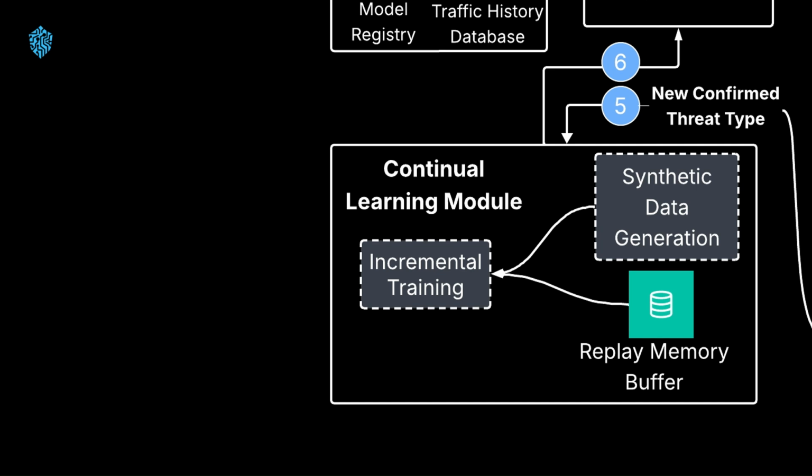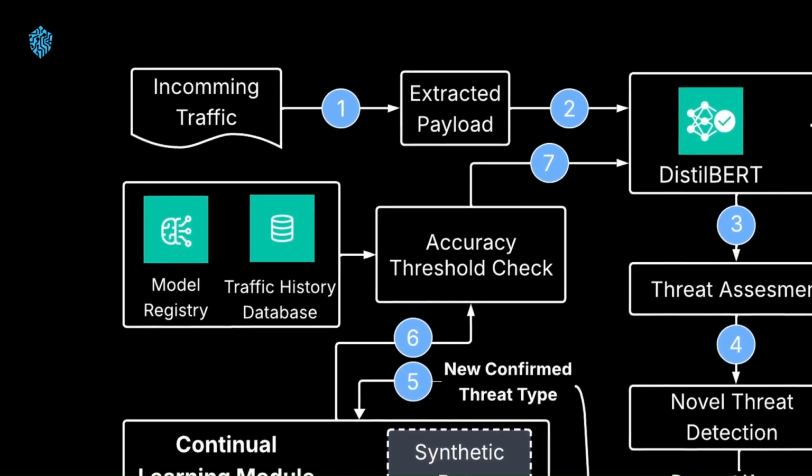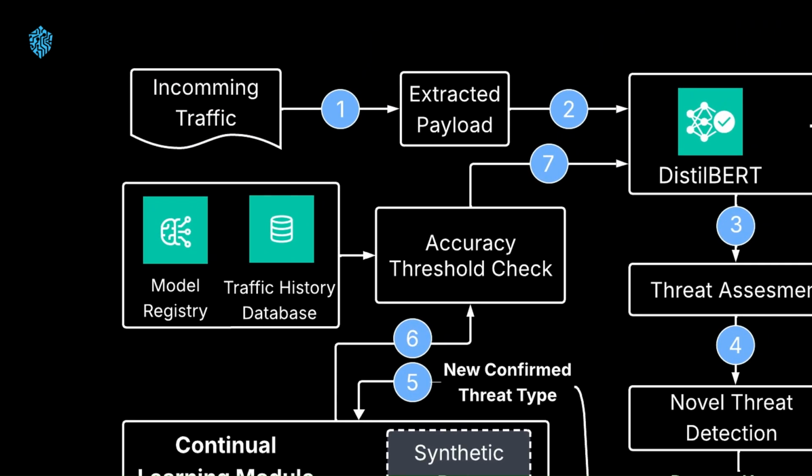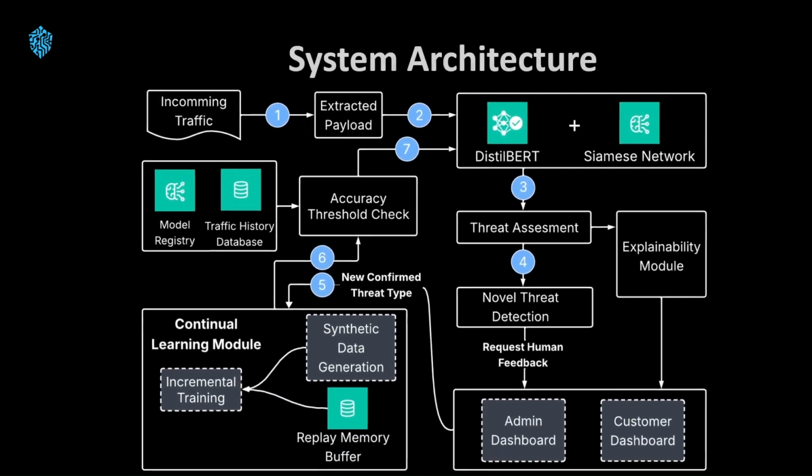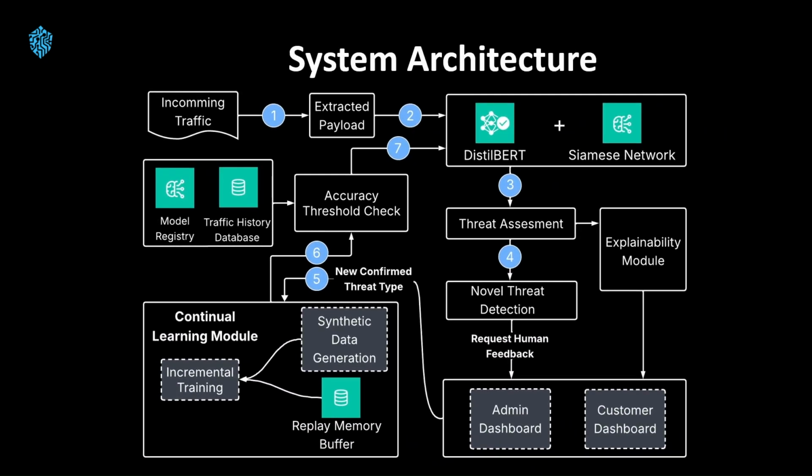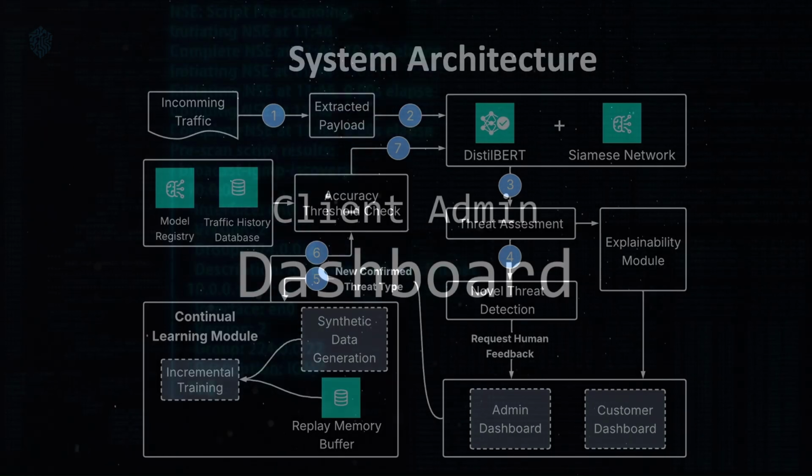Before any updated model is deployed, it goes through an accuracy threshold check. Only models that meet the required performance level are promoted into the model registry and used again by the inspection service. So overall, NeuraShield is not just a real-time attack detection system. It is an adaptive security framework that can detect attacks, explain its decisions, identify novel threats, and continuously improve as new attack patterns appear.